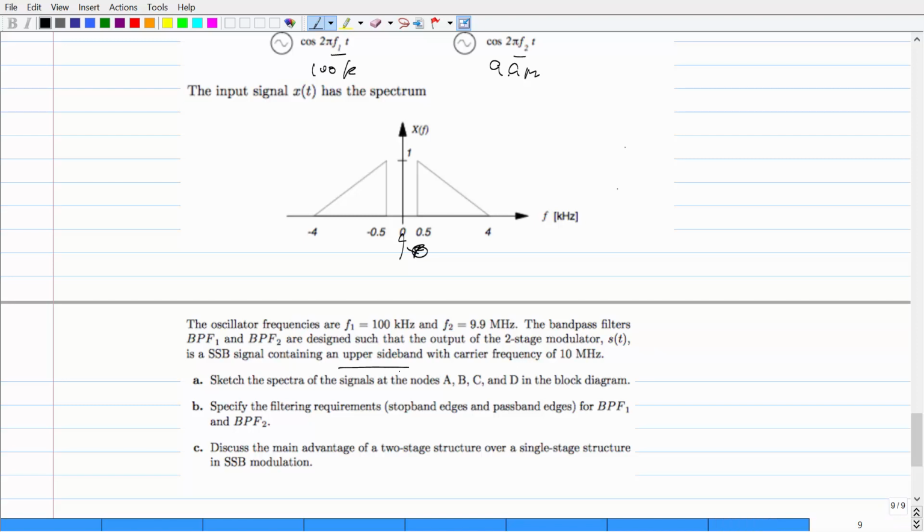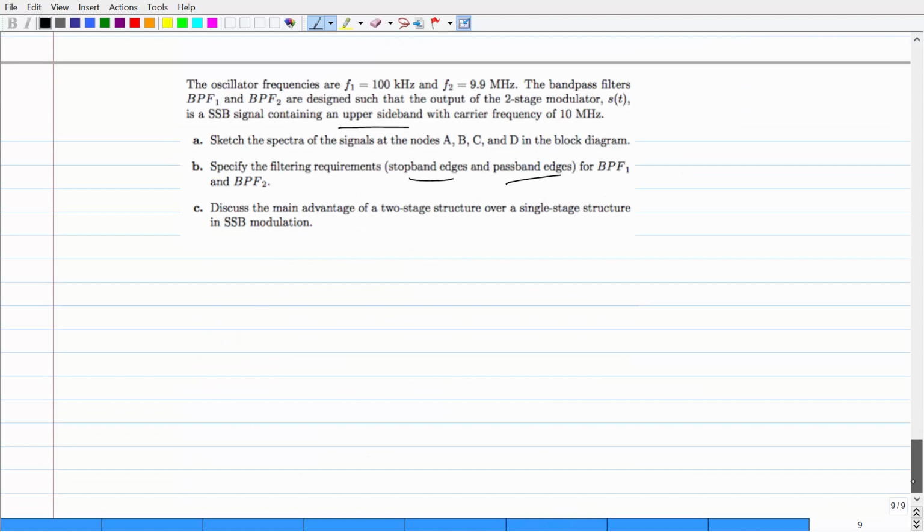So we need to sketch what the signals look like at all the nodes, figure out what bandpass filter you need for each of them, the stop band and the pass band edges, and talk about why exactly you want to use a 2-stage over just a 1-stage. All right, doesn't look so bad.